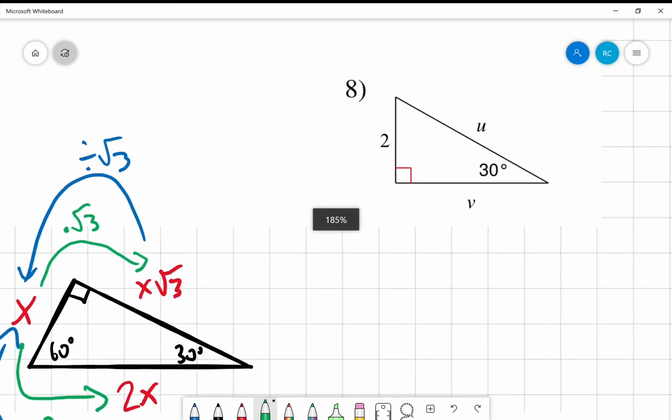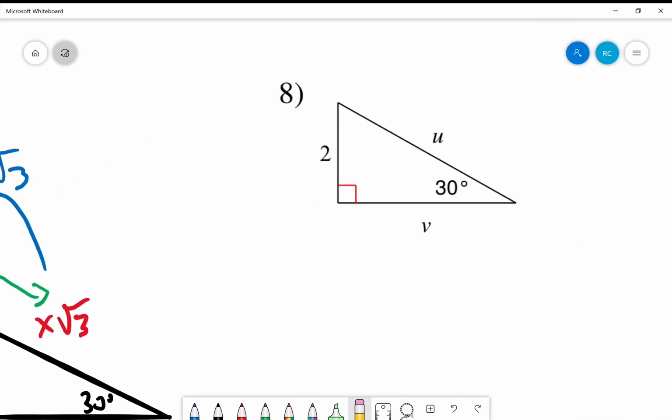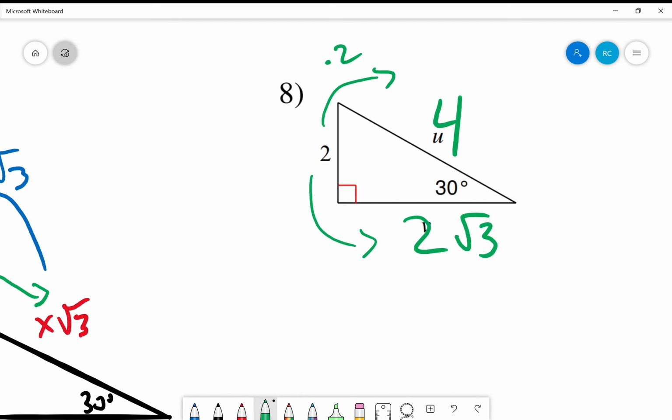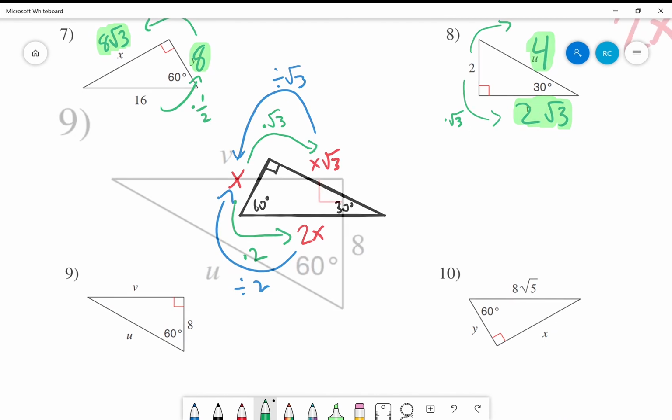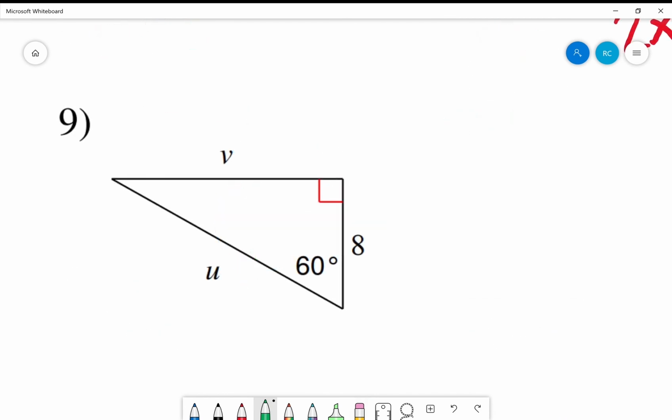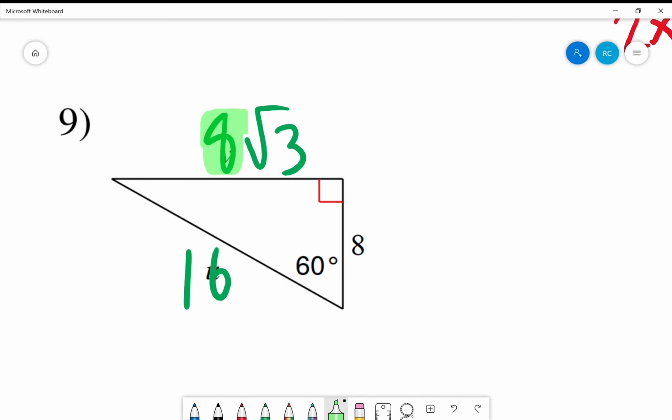Let's take a look at number 8. We have the short leg again. The hypotenuse is twice the short leg. The long leg is the short leg times the square root of 3. We're done. We have the short leg. It's 8. The hypotenuse is twice that, which is 16. And the long leg is the short leg times the square root of 3. We're done again.